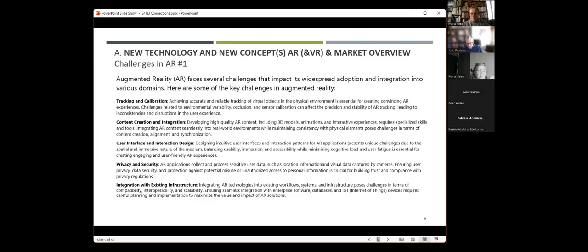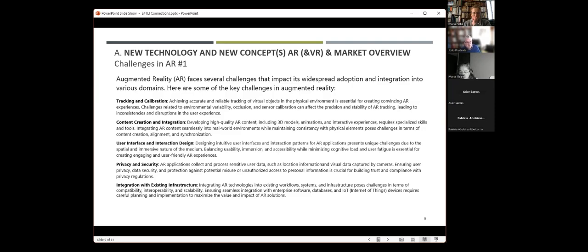Privacy and security. AR collects and processes information, either by giving us information or by keeping information and visual data captured by cameras. And there is a potential of misuse, and we need to work on this and ensure that it is GDPR compliant, for example.